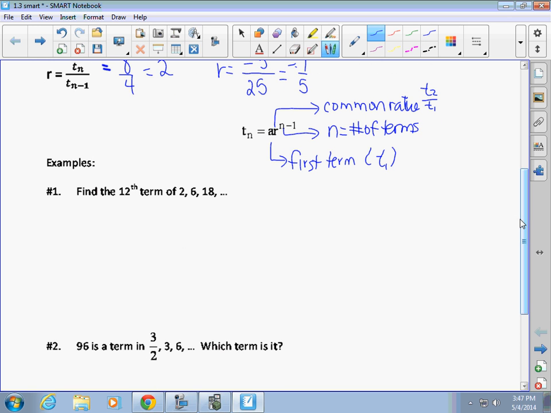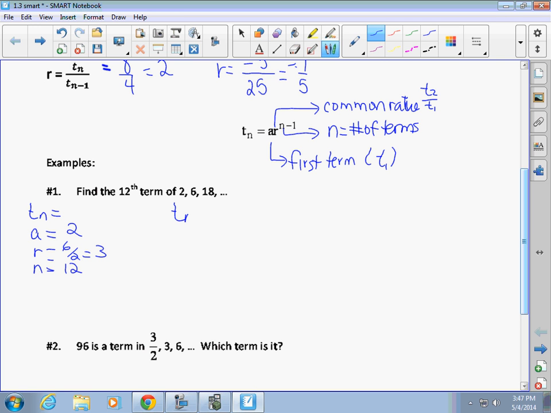So it says find the 12th term of 2, 6, 18. In order to do this, we do the same steps as we did with the arithmetic one. You list all your variables. So I have Tn, A, r, and n. I'm trying to find the 12th term. I know my first term is a 2. My common ratio is 6 divided by 2, so it's 3, or I could have done 18 divided by 6 and still get a 3. And our number of terms is, we said we're looking for the 12th.